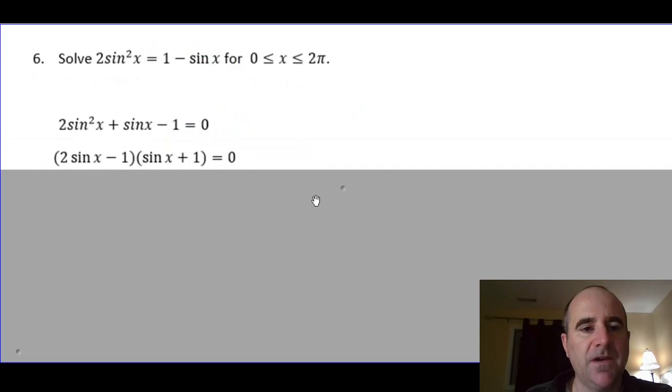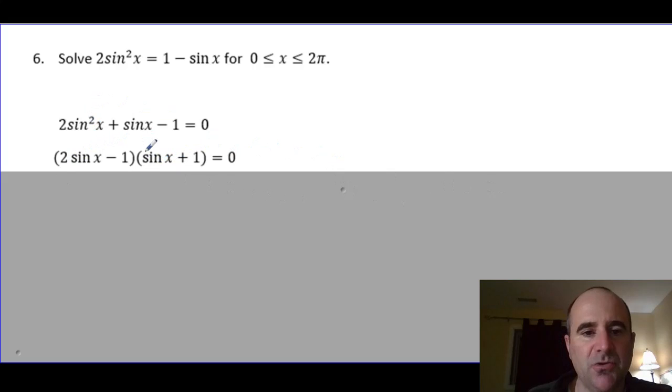And then this actually factors to 2 sine x minus 1 times sine x plus 1 equals 0. Let's just think about the expansion to show why this works. 2 sine x times sine x gives you 2 sine squared x. 2 sine x times 1 gives you 2 sine x. Then negative 1 times sine x subtracts a sine x. Negative 1 times positive 1 equals negative 1.